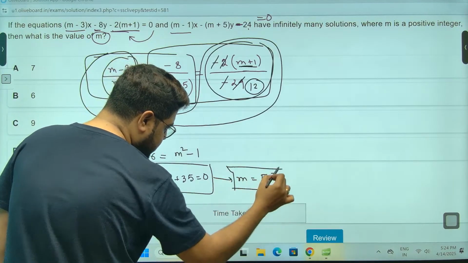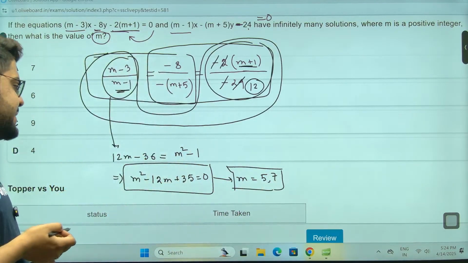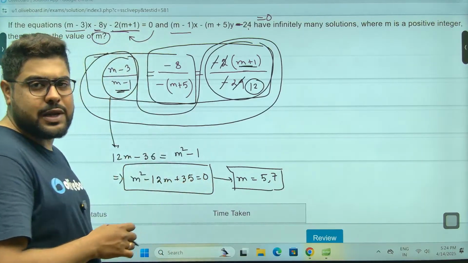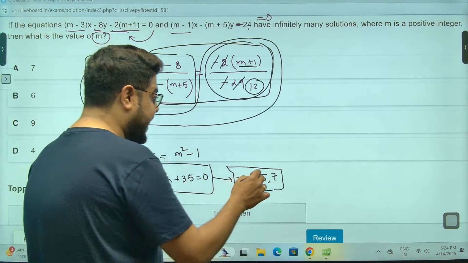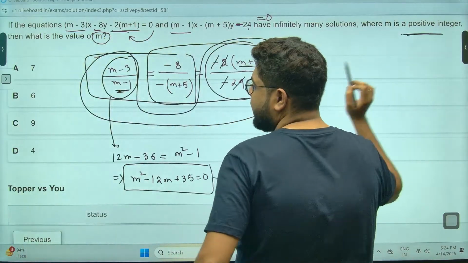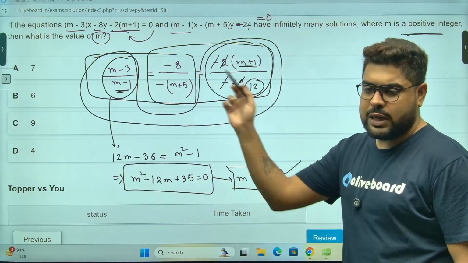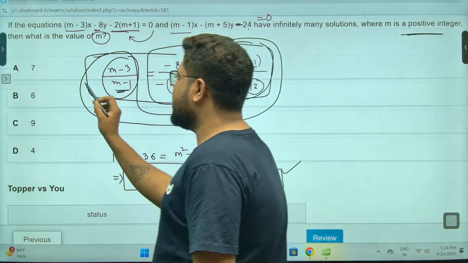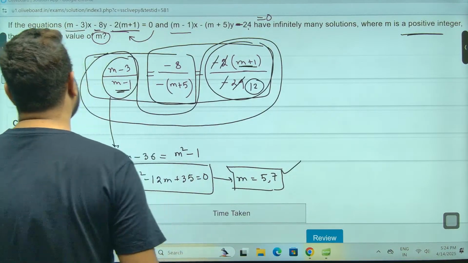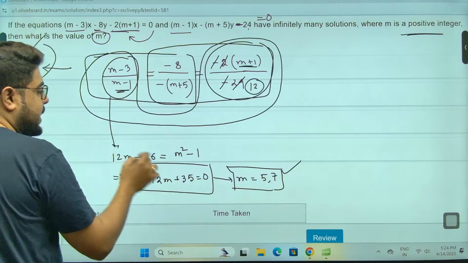Now how to figure it out in 10 seconds? There are multiple methods. 5 sevens are 35, and 5 plus 7 is 12. So the value of m is 5 and 7, and they are saying m is positive. So only one option is there, that will be 7. My answer to this question will be option number 1, that is 7.